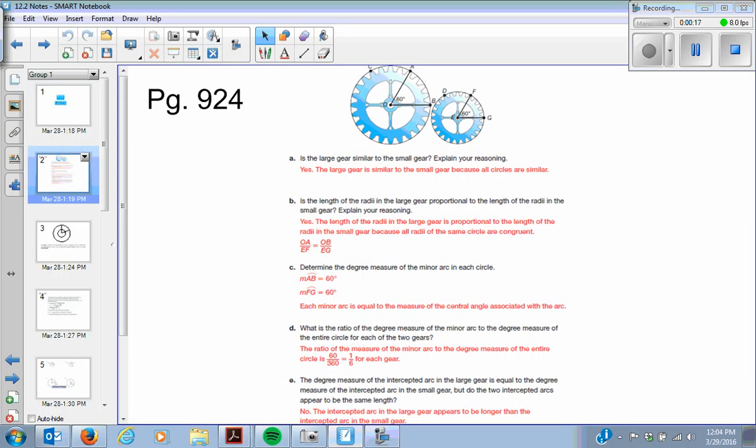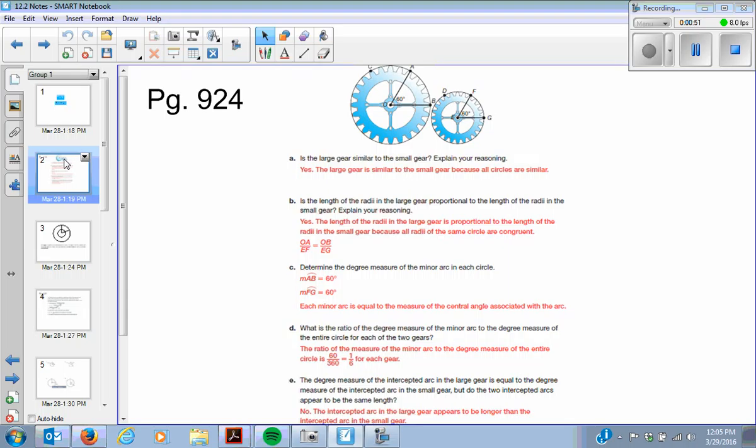So we are on page 924 in your book, and it's got these questions, and we're going to go through them. Basically, it says, is the larger gear similar to the smaller gear? Explain your reason. And yes, all circles are going to be similar to each other. That's just a basic rule. Is the length of the radii in the large circle gear proportionate to the length of the radii in the smaller gear? And it is, yes. The lengths of them are proportionate to the lengths of the smaller gear.